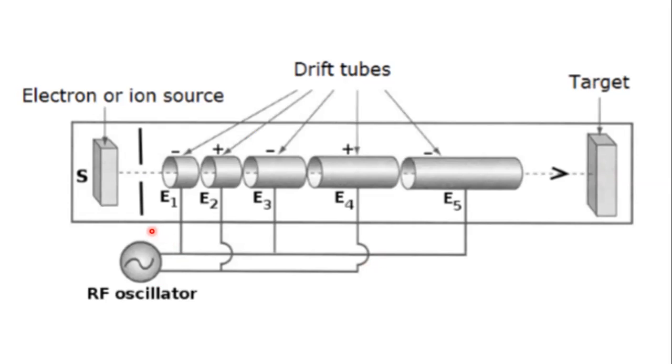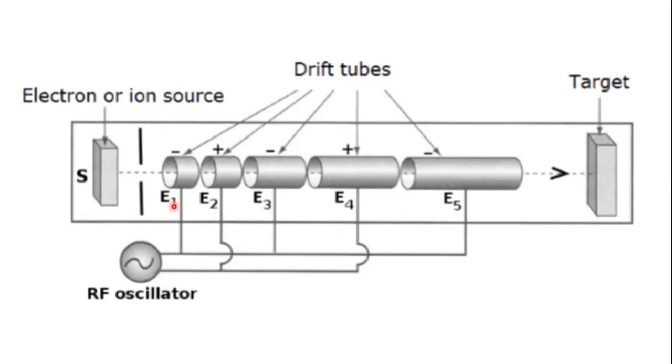Look at the figure. Here we are using a radio frequency oscillator to develop an electric field, and the alternate electrodes E1, E3 and E5 are together connected to one polarity, one terminal of the RF oscillator, and the other set of alternating electrodes E2, E4, E6 are together connected to the other terminal of the source.